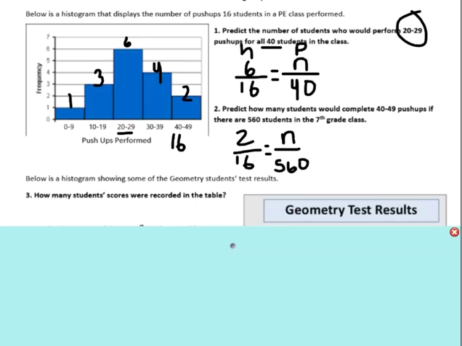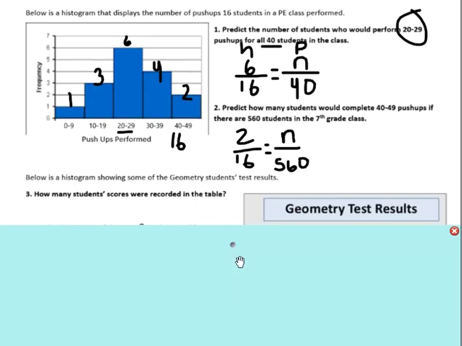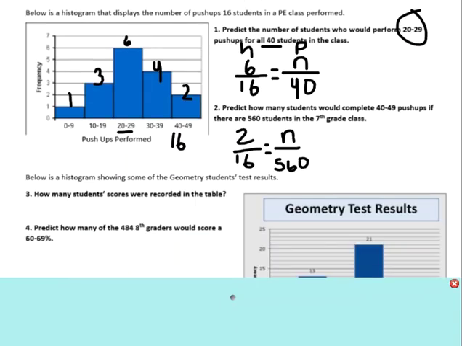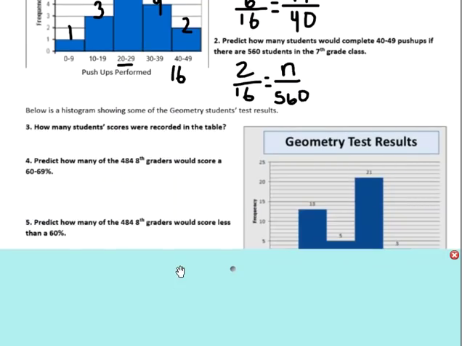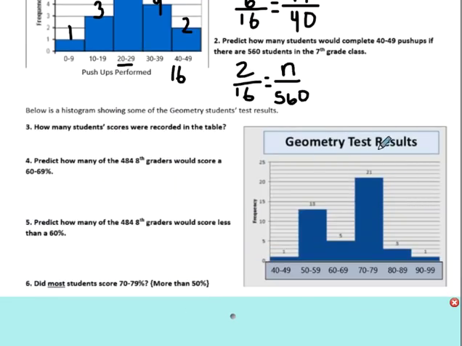We're going to keep on going. Both of these I want you to solve, and I will check those. I don't want to just give you the answer. The last few questions, some you'll be able to do on your own, but we have geometry test results, and then the test results here.